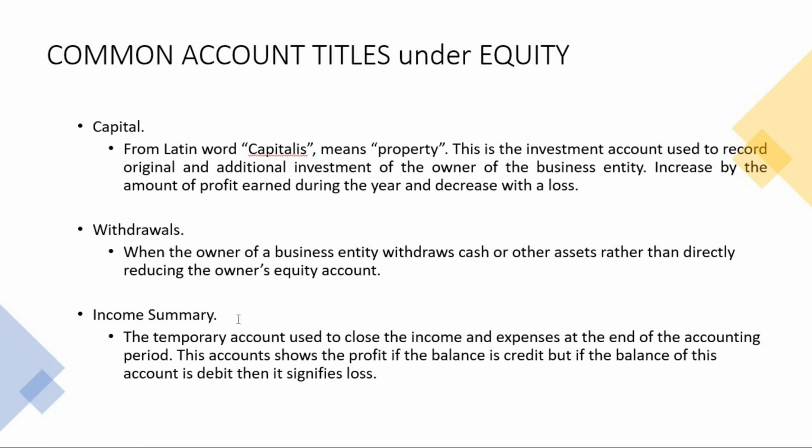Then, the last one is income summary, which is a temporary account. This is used to close income and expense at the end of the accounting period. This shows the profit if the balance is credit. But if it is debit, then this signifies that there is a loss. So, we'll be discussing more about this in the later topics when we discuss closing entries.